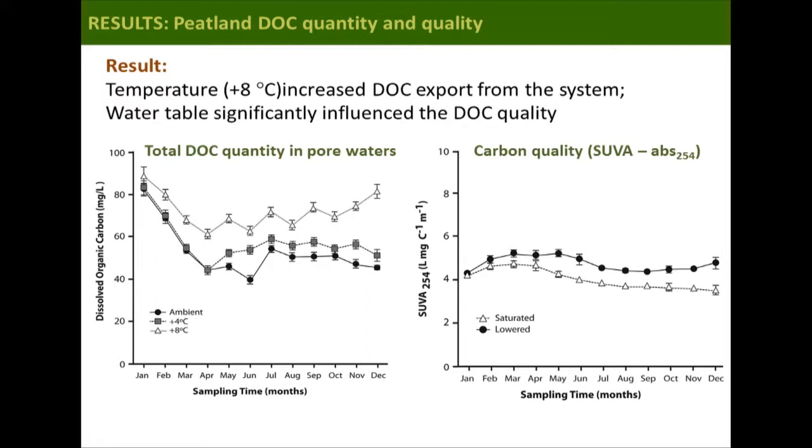SUVA is simply absorbance at 254 nanometers, standardized by the amount of DOC in the sample. When we do this, the temperature treatment completely disappears, actually. DOC quality is being driven by lower versus saturated water tables. In this case, higher SUVA values reflect recalcitrant material being lost from the system. So here we find that under lower water table, we have higher recalcitrant material being lost from the system, and no evidence that those above ground vascular plants are contributing any labile carbon.